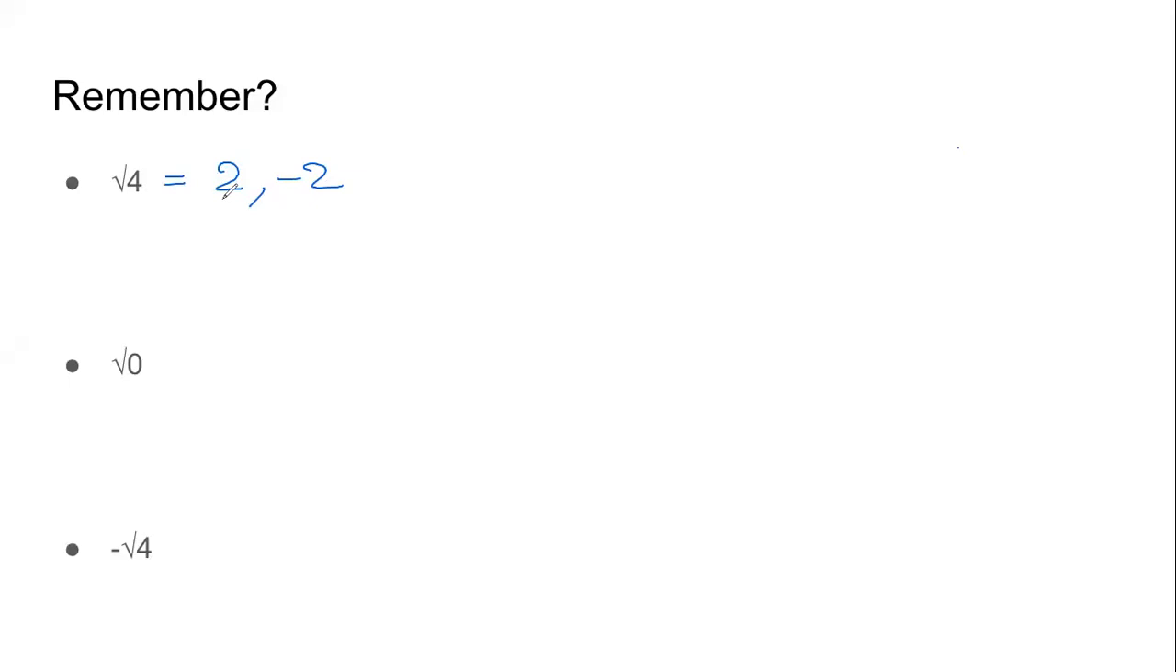2 into 2 is 4. -2 into -2 is also 4. So the two answers for square root of 4 are 2 and -2. Class 7, square root. Next, something we saw just now. What is the square root of 0? It's only 0. There is nothing called as +0 or -0. And both are same.